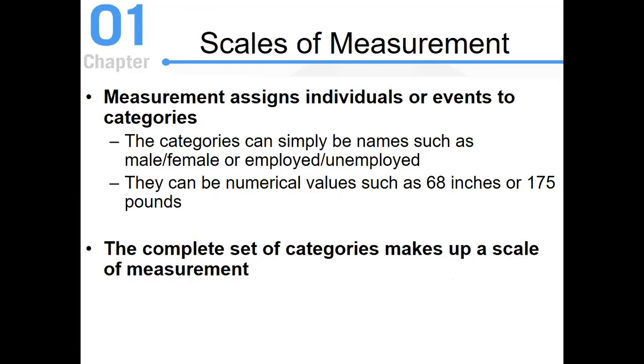What I want to move to now are the different scales of measurement that exist when we are measuring variables. The process of measurement assigns individuals or events to categories. These categories can be name-like, things like male, female, employed, unemployed, married, single, divorced, or they can be numbers. 68 inches, 175 pounds. Measurement is all about assigning individuals to values, to categories. They may be numerical or they may be purely categorical. The complete set of categories is what we call a scale of measurement.